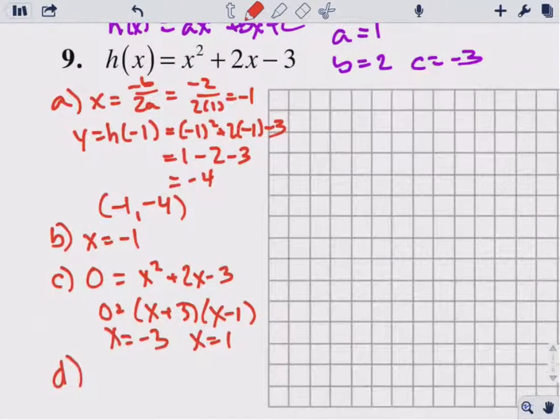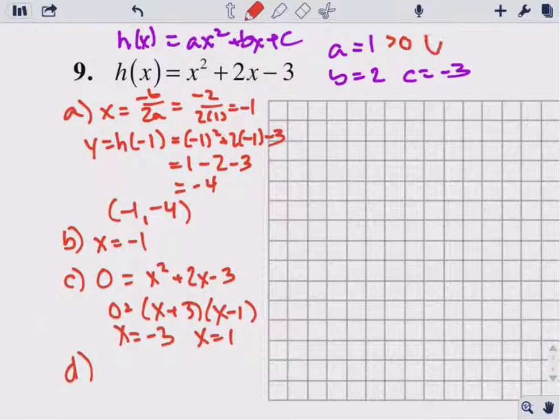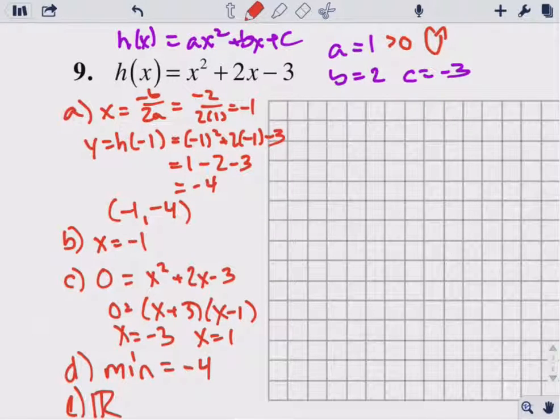A is greater than 0, which means it opens up, which means I have a min, which is equal to the y-coordinate of the vertex, negative 4. E is the domain, all reals. F is the range. Y is greater than or equal to negative 4.